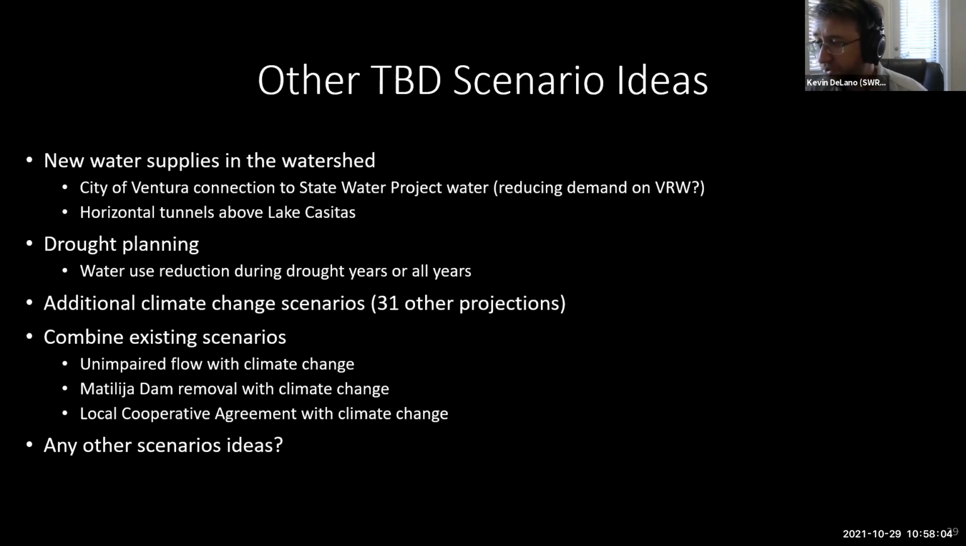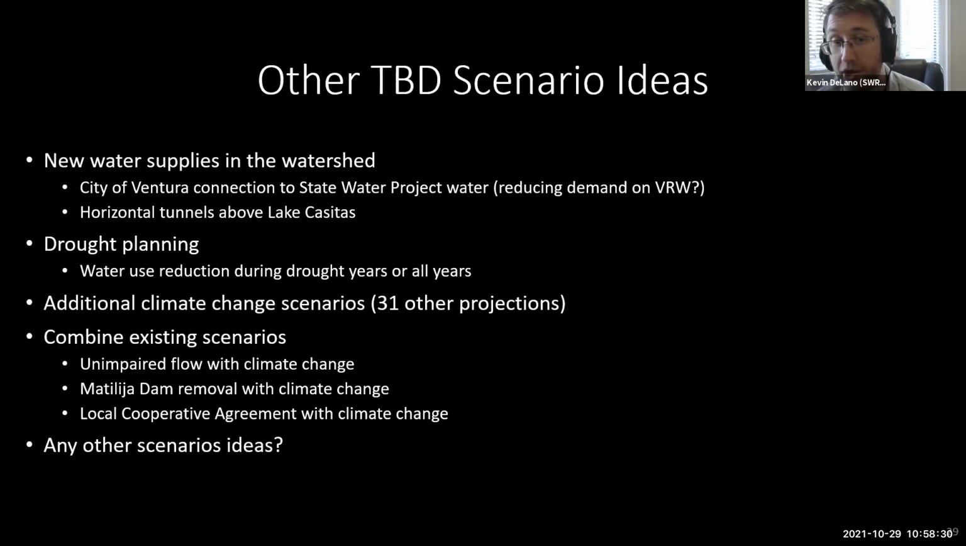GSPs, groundwater sustainability plans, are somewhat exempt from drought years. So how about a mega drought scenario? So that's 2 decades or more of drought. It's a good idea. So some of our other scenario ideas that we don't have full slides for, one of them is drought planning. That could potentially be 21 dry years. How would 1994 to 2017 have been different if every year was a drought year?